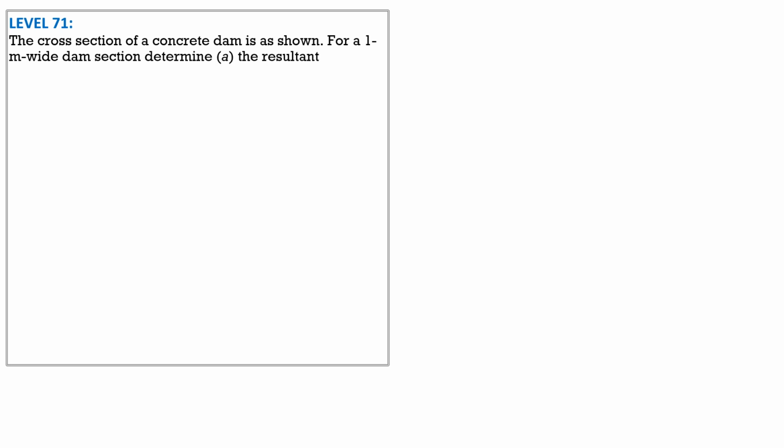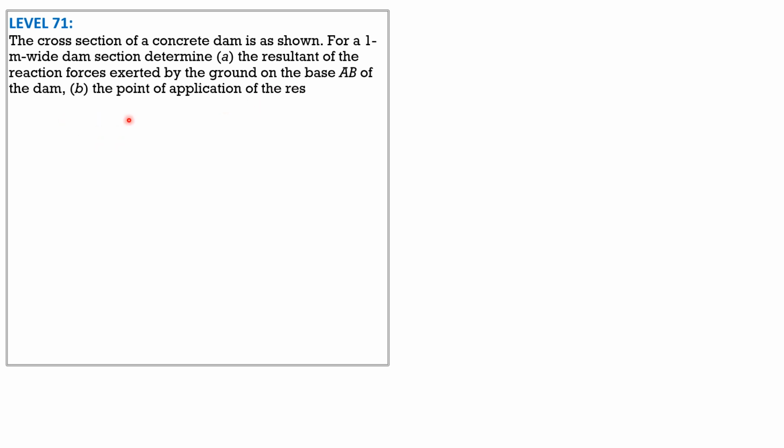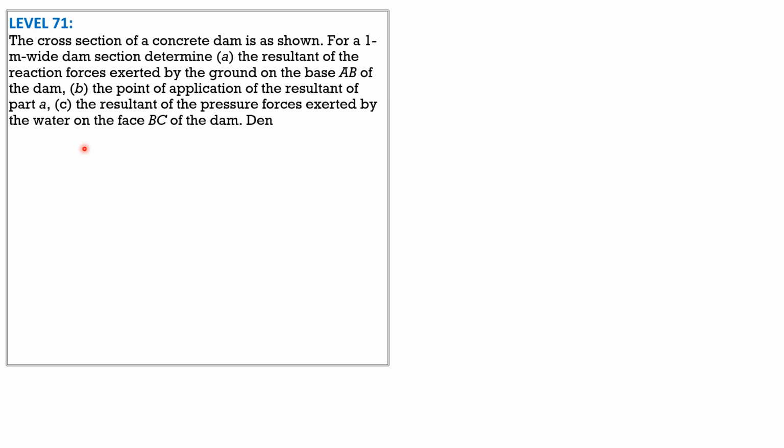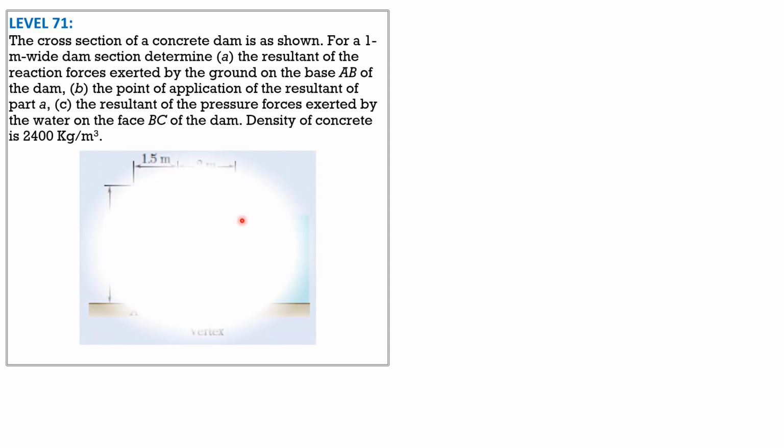Problem 71. The cross-section of a concrete dam is as shown. For a 1 meter wide dam section, determine letter A, the resultant of the reaction forces exerted by the ground on the base AB of the dam. Letter B, the point of application of the resultant of part A. And letter C, the resultant of the pressure forces exerted by the water on the face BC of the dam. Density of concrete is 2,400 kilograms per cubic meter. And this is the dam cross-section.